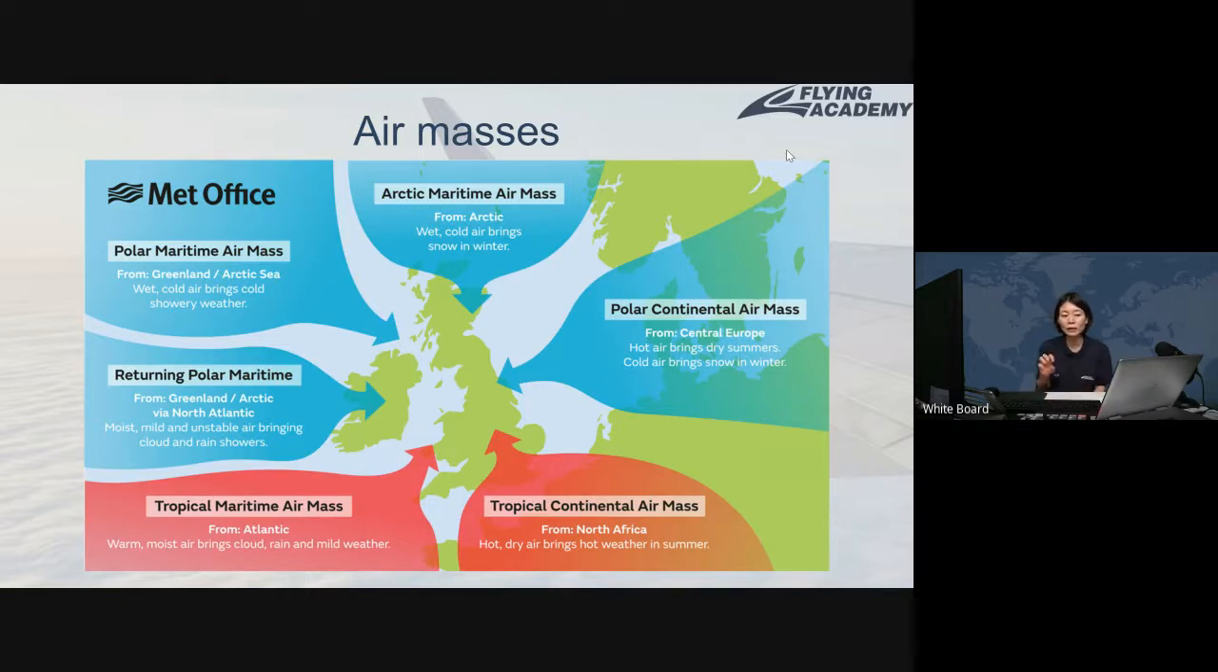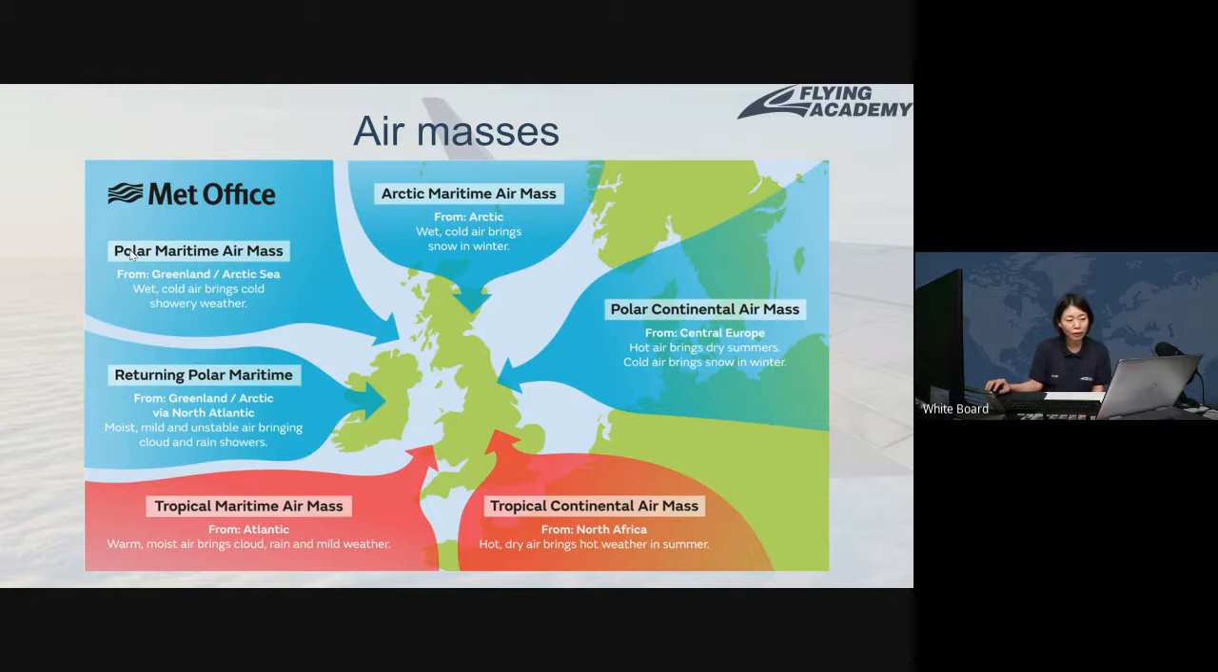So this is the origin plus the characteristics. If it is a polar continental air mass, which is here, this is normally what happens to us. I am not so sure what is shown for Britain. However, you can take Central Europe as an example of what we can have. It's going to be hot air bringing a dry summer, cold air bringing snow in the winter. Right now in Europe, we are having polar continental air masses a lot because we are cold and it has been snowing for almost 2 weeks now. So when you see this one, you can consider what kind of weather characteristic it has.